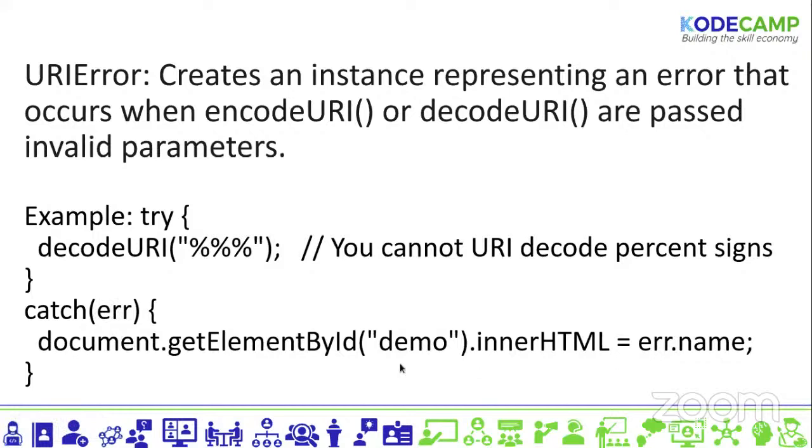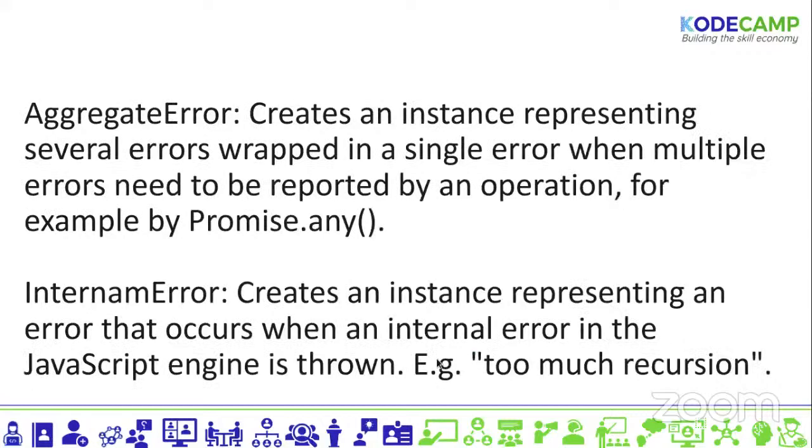So you can actually decide what you're going to use that exception message for, and the name of the error. You can decide what you're going to do with it. So let's continue. We have aggregate error and we have internal error. This is a mistake, this is internal error, not interval error. So let's look at aggregate error.